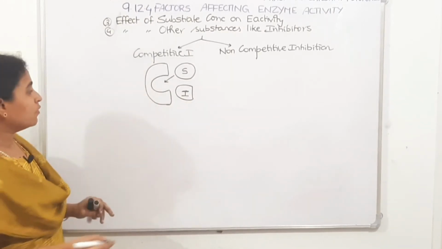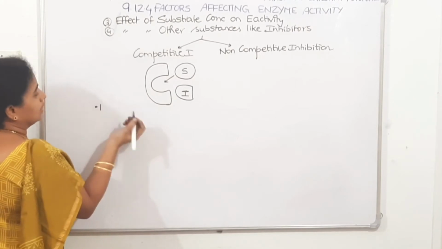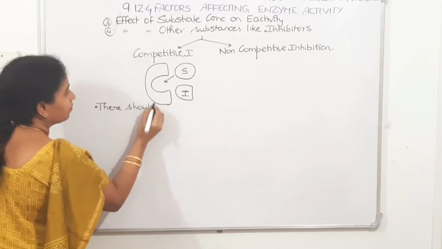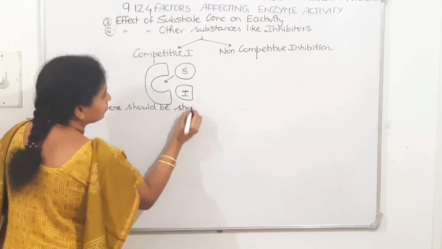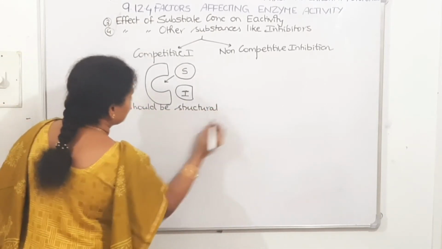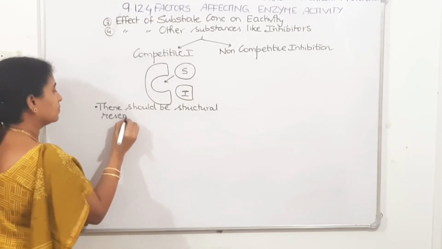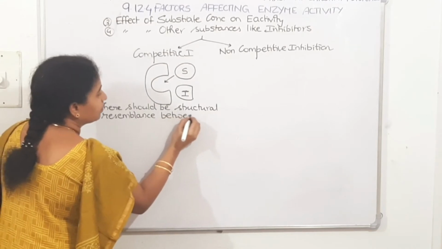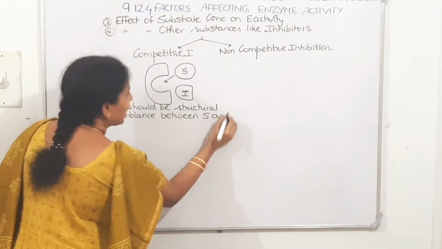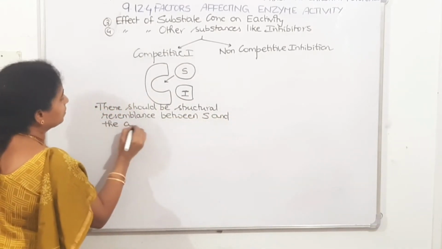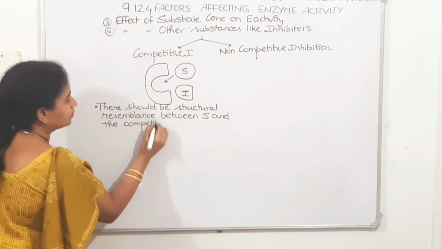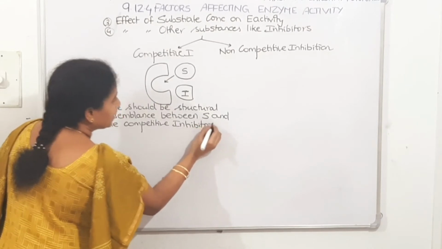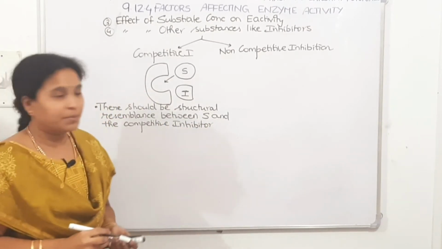That means in competitive inhibition, the first criterion is there should be structural resemblance between the substrate and the competitive inhibitor.